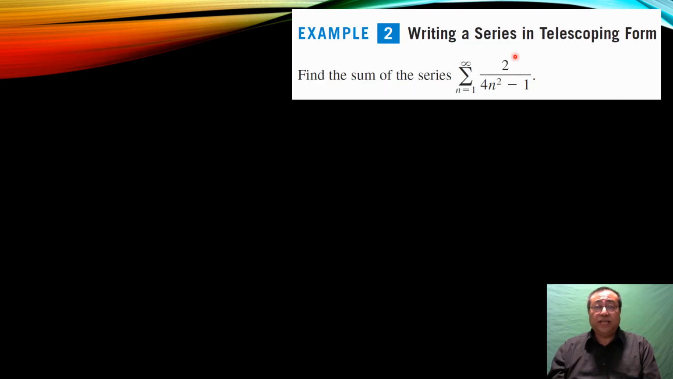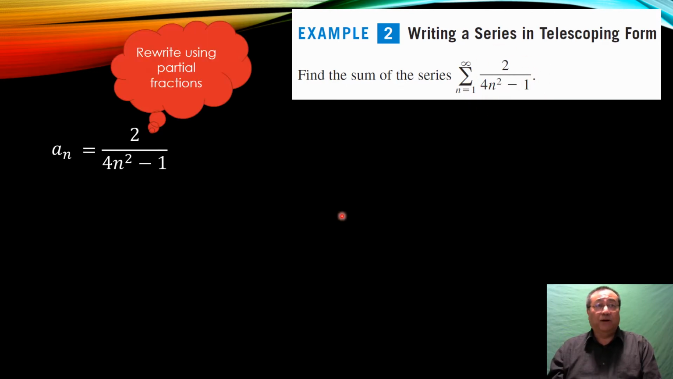So here's an example of a telescoping series. Now, the bad news is it doesn't look like a telescoping series because it's one fraction. Remember, this is a sequence of terms. Each of these things that we add up together is a sequence of terms. So it's a sub n, and what we're going to do is rewrite this using partial fractions.